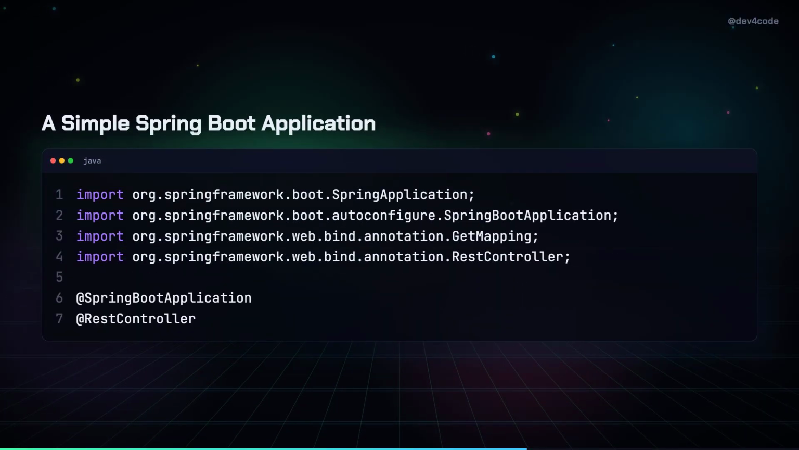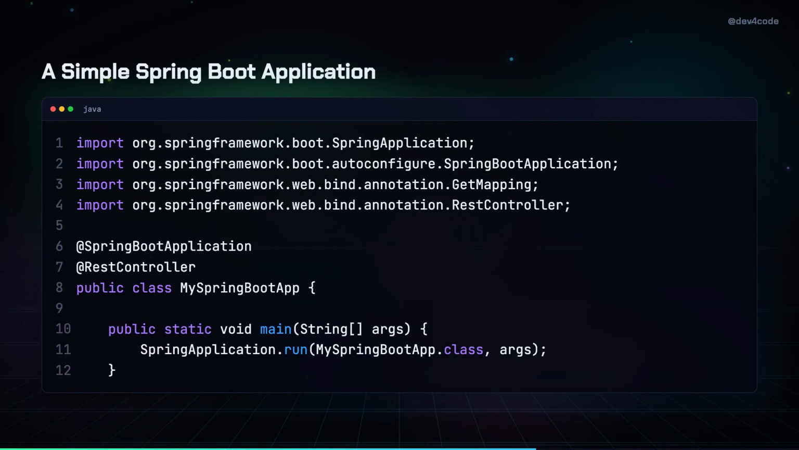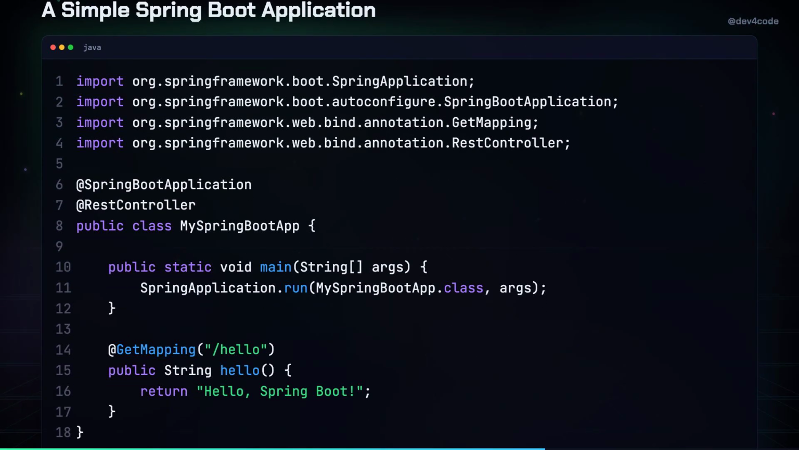With Spring Boot, a complete web application can be just a few lines of code. This single class combines configuration, dependency injection, and a runnable entry point. That SpringBootApplication annotation does most of the heavy lifting, letting you focus purely on business logic.